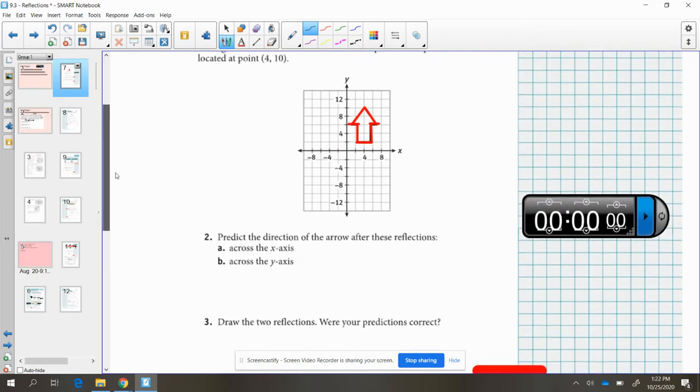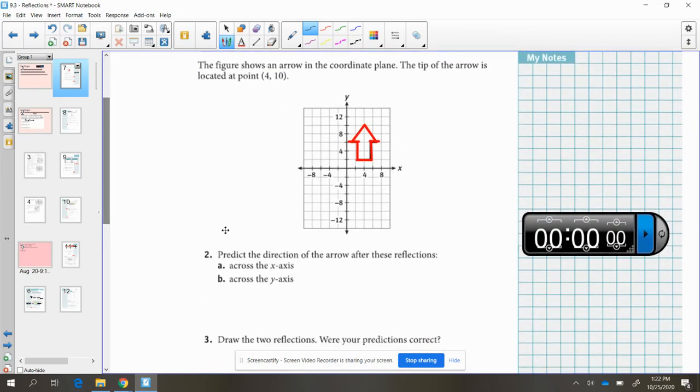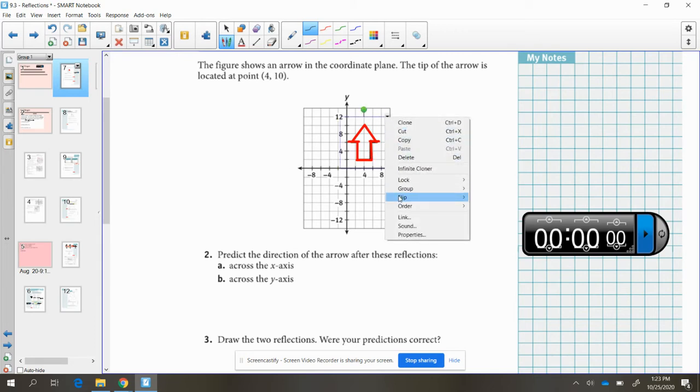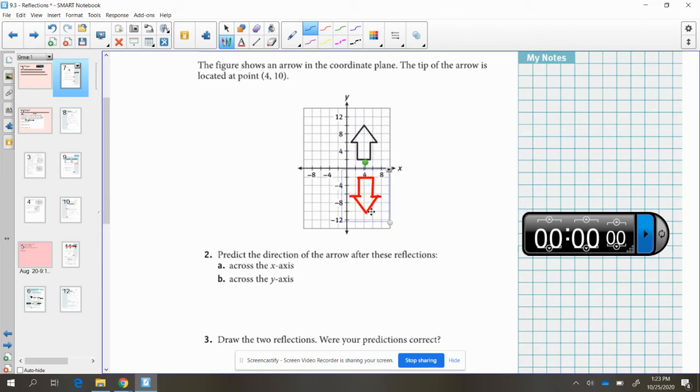Now, on page 113, we have this arrow, and they want us to predict what direction this arrow is going to land when we move it across the x-axis, so this line here. Well, when we flip it across the x-axis, it's going to flip so that it's the same distance away from the x-axis as the original arrow. But because of that flip, it's going to face downward. It's the same picture, but facing downward.